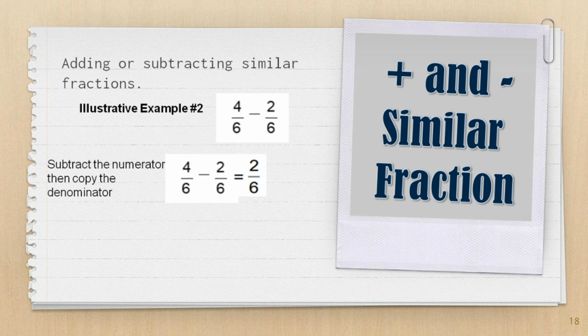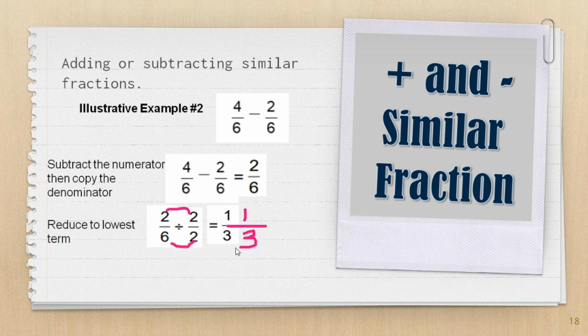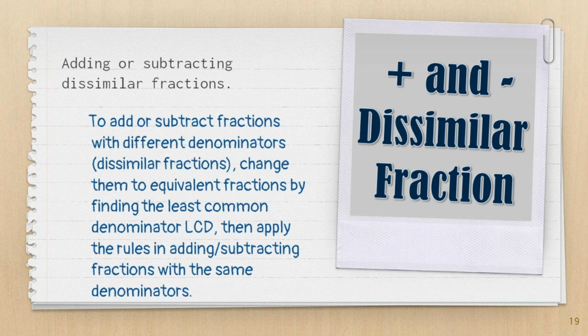But, that's not yet the final answer. Bakit? We can still reduce 2 over 6 in lowest term. Pwede pa natin siyang i-divide sa 2. Tama? Pareho. 2 divided by 2, that's 1, over 6 divided by 2, that's 3. So, ibig sabihin, we have 1/3. Therefore, 4 over 6 minus 2 over 6 is equal to 1/3.